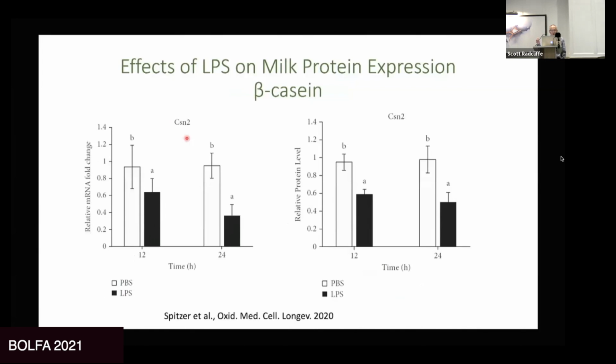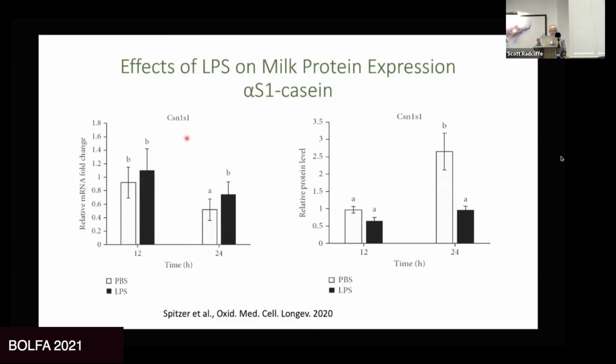Beta-casein is another major milk protein. Similarly, both the mRNA level and the protein level were strongly inhibited by the LPS at both time points, okay? However, for alpha S1, which is another major milk protein, the mRNA expression actually even increased at 24 hours. Nevertheless, the protein levels were significantly inhibited. So that's the alpha S1. So it's not exactly the same for those three major milk proteins.